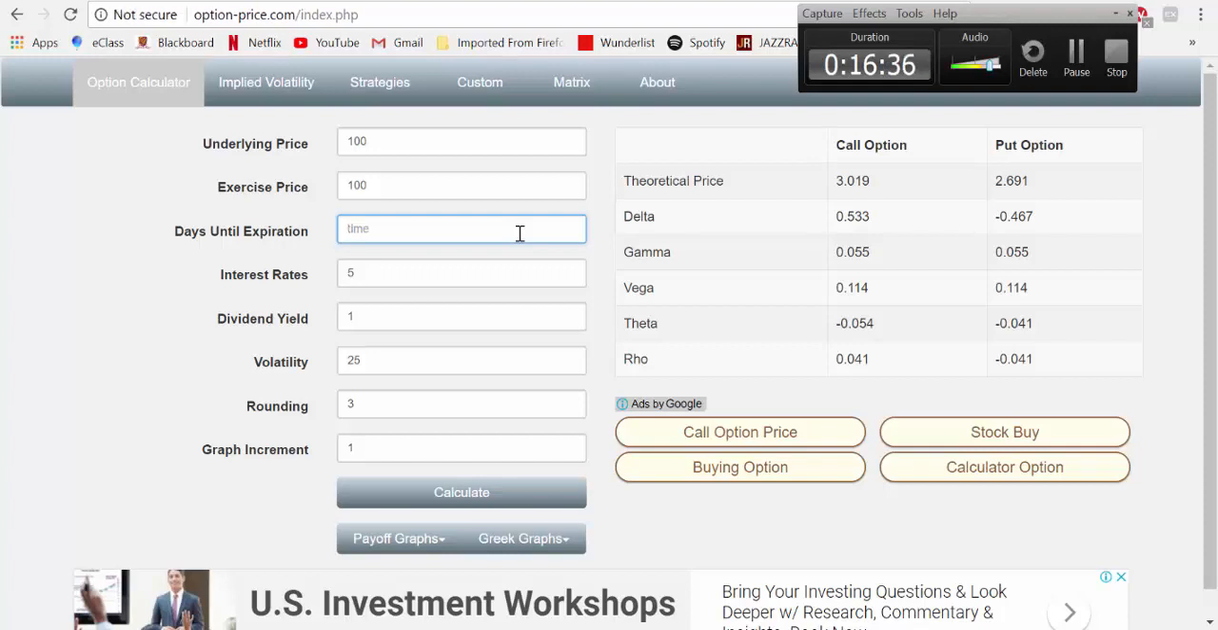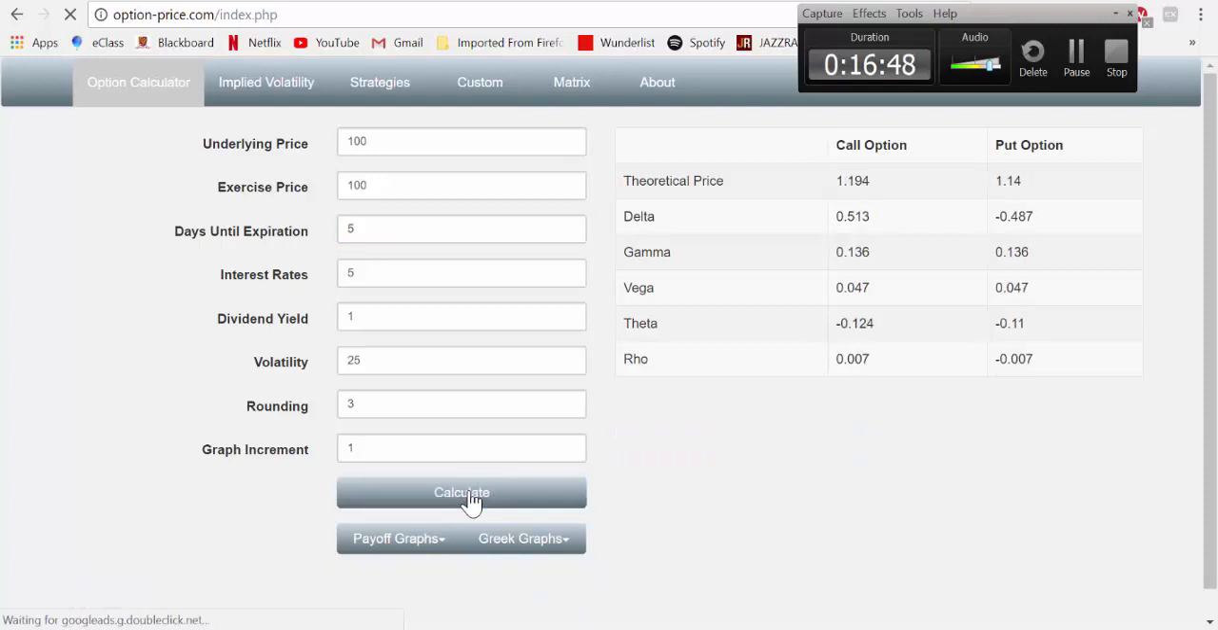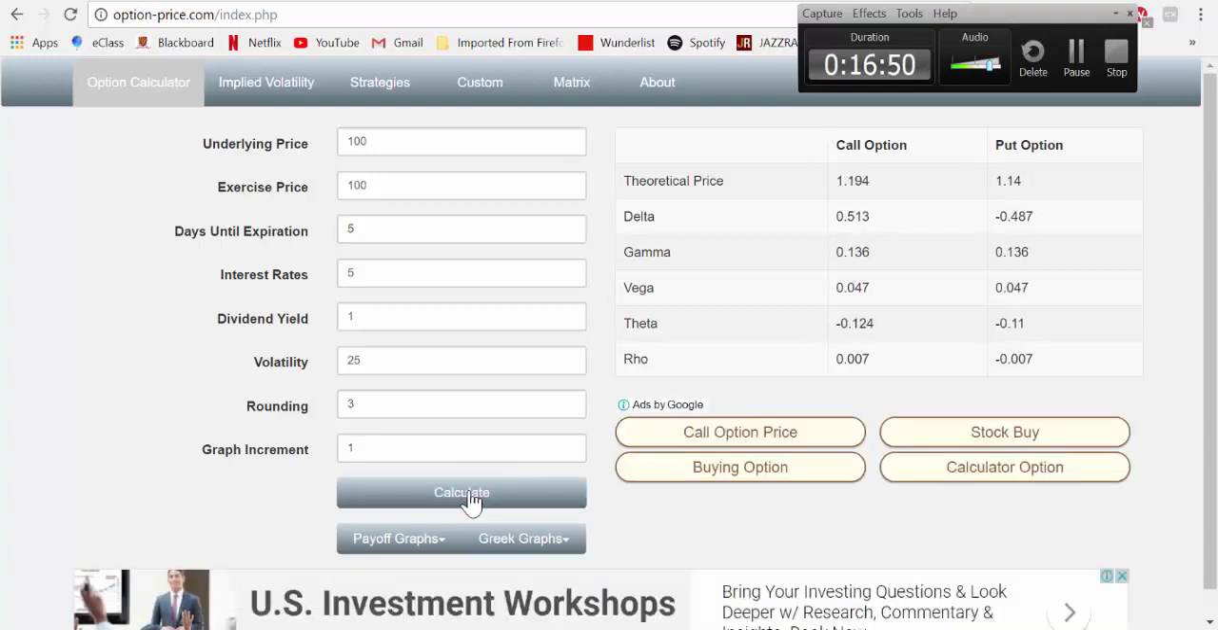So if you change that to 5, so it's only got 5 days left, look at the theta for the call. Now it's 0.05, but it's going to really rush up to quite a high value. 12 cents, with 5 days left. If you multiply 12 by 5, it's still not equal to $1.20.